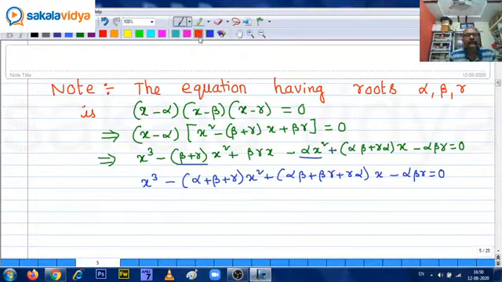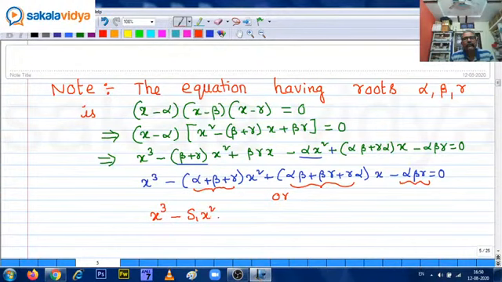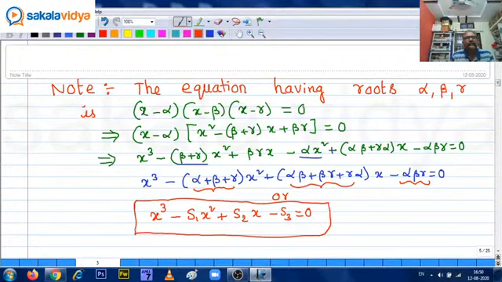Now here one interesting factor: this can be replaced by s1, this is s2, s3, or you can write like this: x cube minus s1 x square plus s2 x minus s3 equals to 0. So better you can remember like this. This is called formation of the cubic equation if roots of a cubic equation are given.